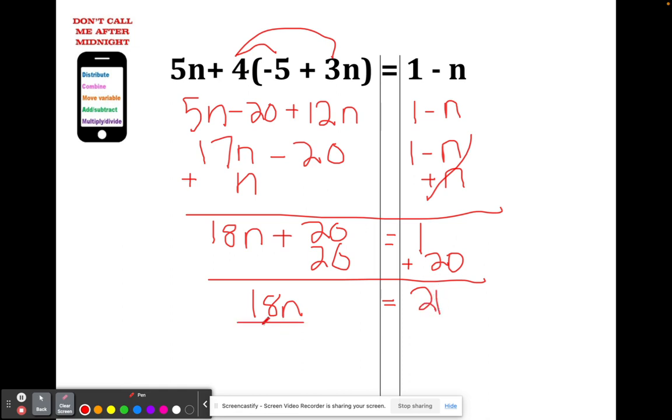Divide both sides by 18. That will give me n equals 21 over 18, but I know I can simplify that by dividing both the numerator and the denominator by 3, and I get 7/6. So n equals 7/6, or 1 and 1/6. Not the nicest answer, but it is fine.